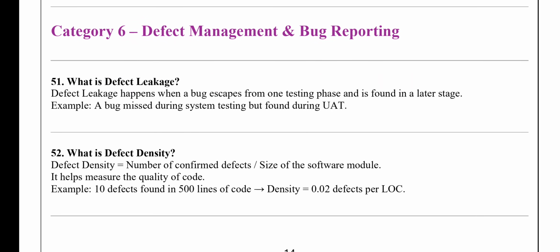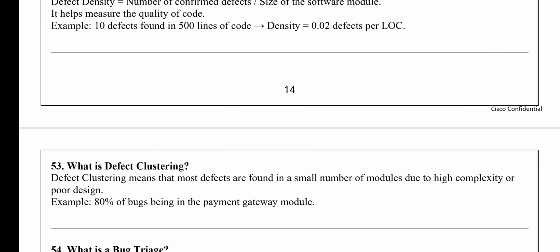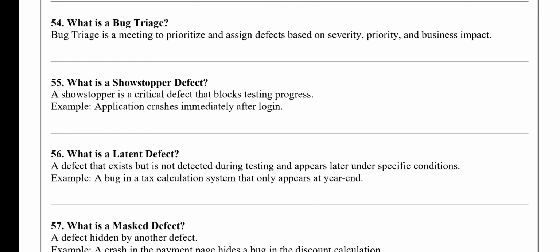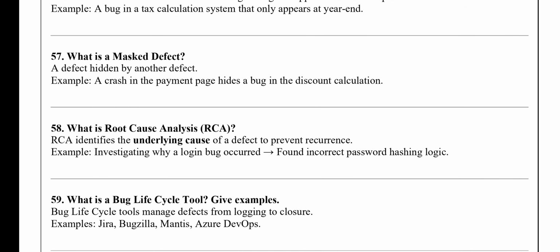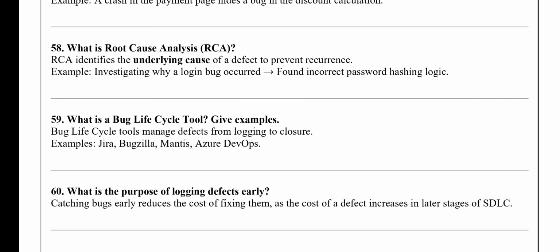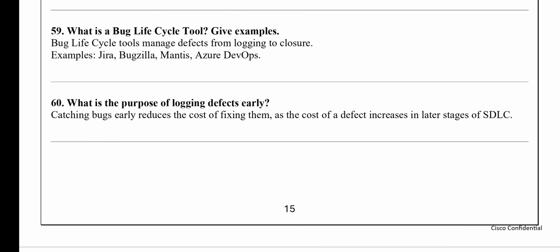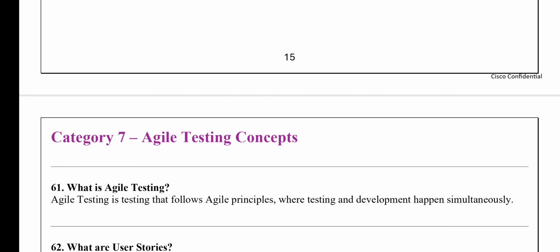Okay, and in category 6 under manual testing we have discussed defect management and bug reporting. So what is defect leakage? What is defect density? What is defect clustering? What is a bug triage? What is a showstopper defect? What is a latent defect? What is a masked defect? What is root cause analysis? What is a bug lifecycle tool? What is the purpose of logging defects early?